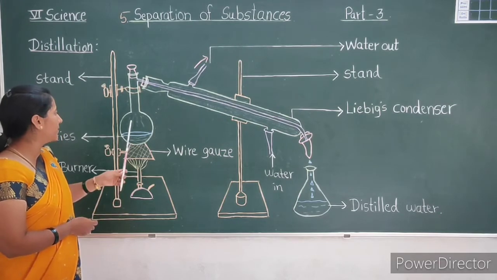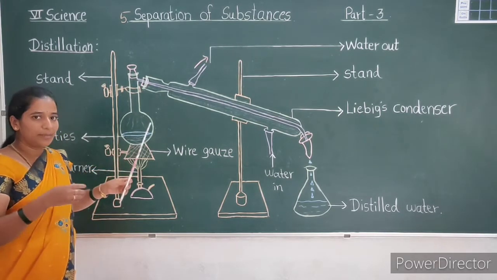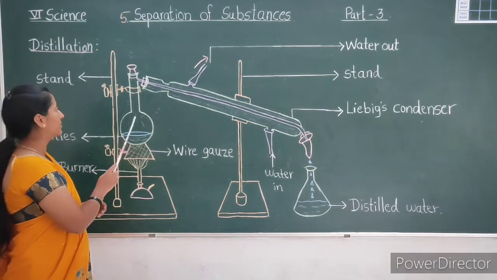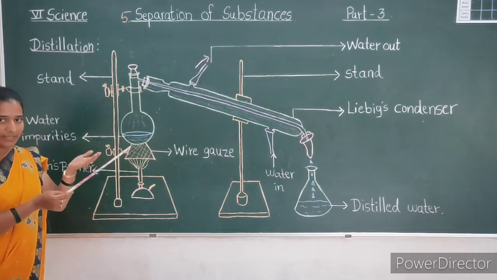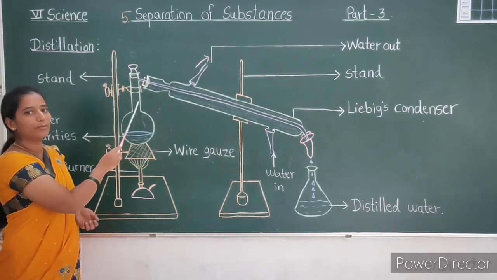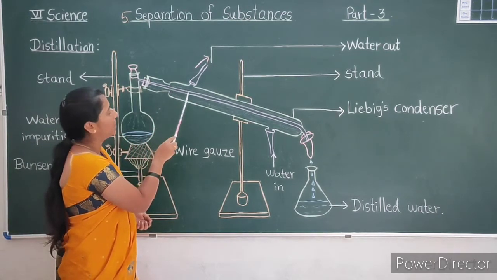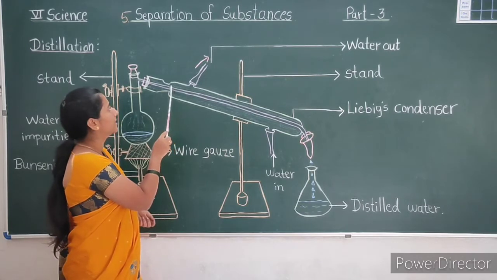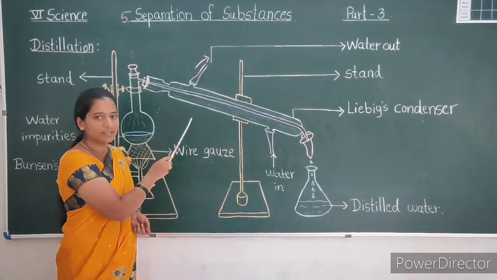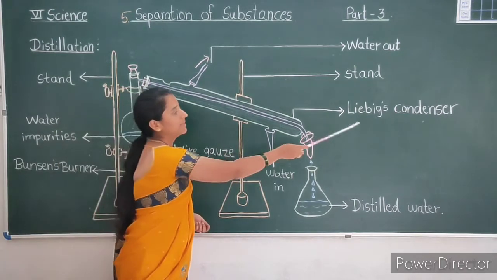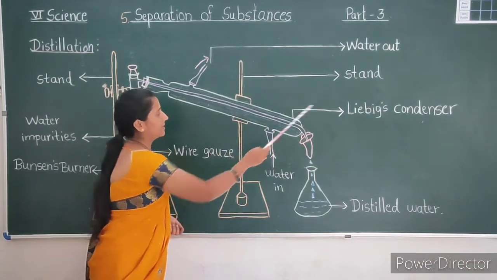When you heat the impure water, water vapor goes out. As the temperature increases, the water vapor moves in this tube. The tube will have water vapors. The condenser, this one is a condenser. The condenser is also called a Liebig condenser.